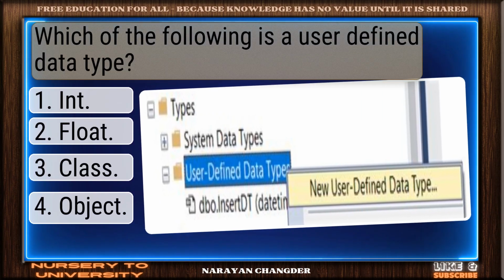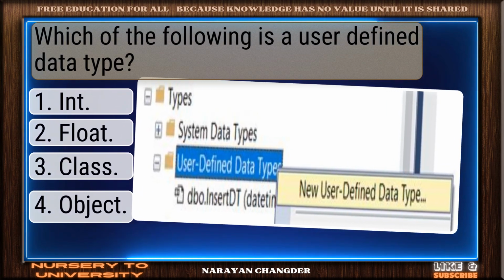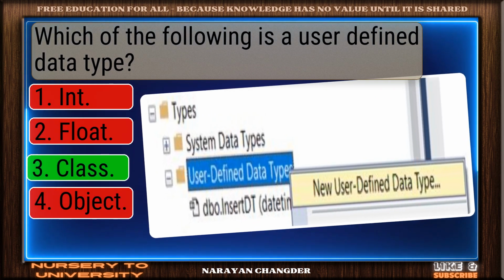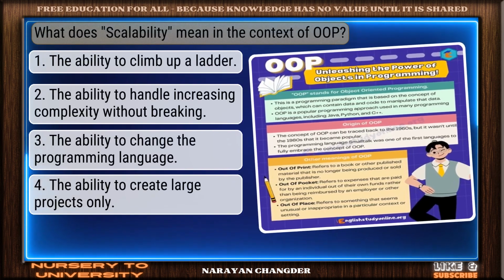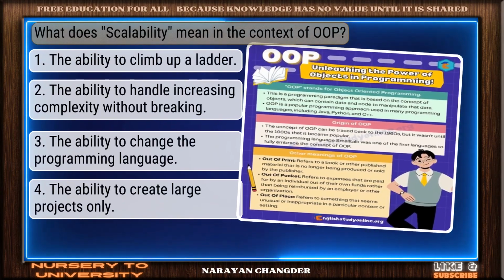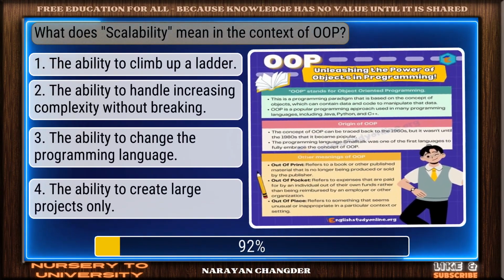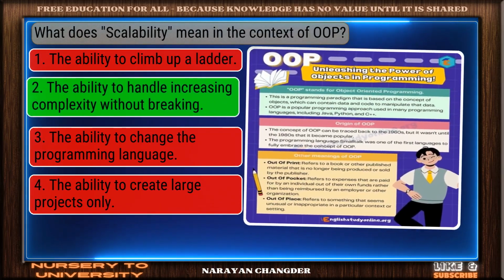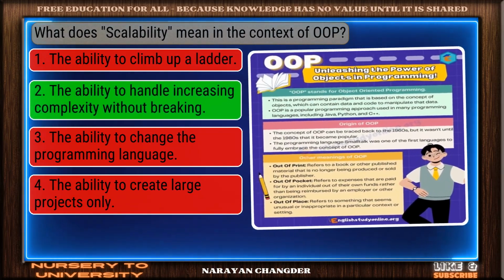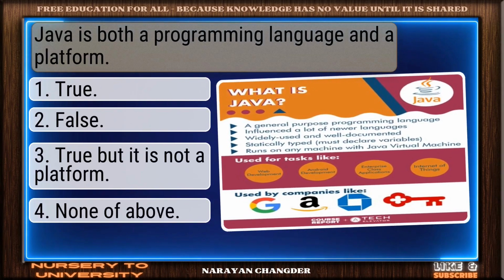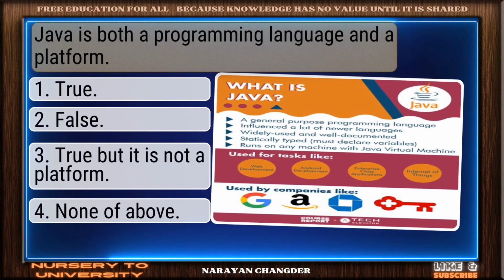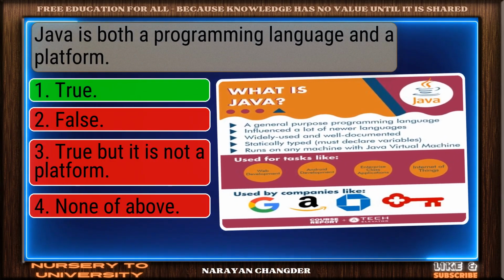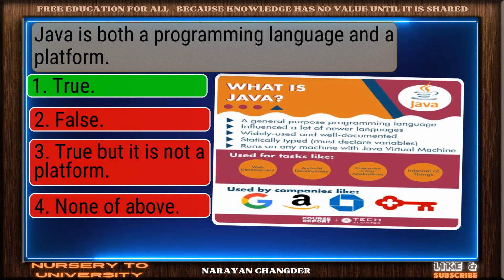Question number 5. Which of the following is a user-defined data type? Bravo, class is the answer. Question number 6. What does scalability mean in the context of OOP? You chose the ability to handle increasing complexity without breaking. And it is correct. Question number 7. Java is both a programming language and a platform. Good job. Your answer true works well here.